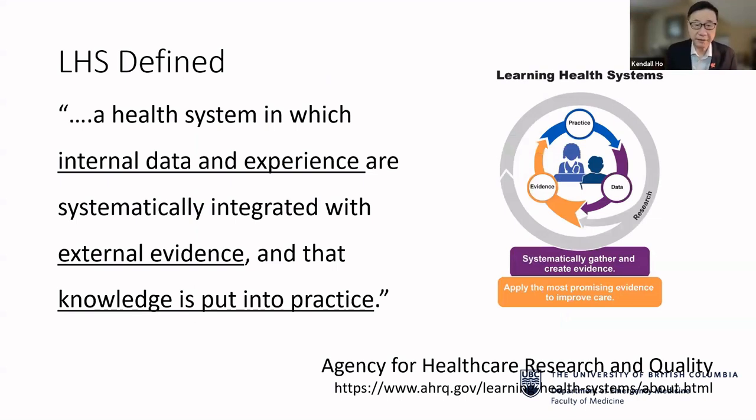This is the Agency for Healthcare Research and Quality in the US, which actually describes a learning health system. And the definition is a good one: a health system in which internal data and experience within your health system, the data that we're tracking, is integrated with external evidence. When we do a literature review, what do other teletriage services do? What are their success rates? And can we approximate that rate or not?